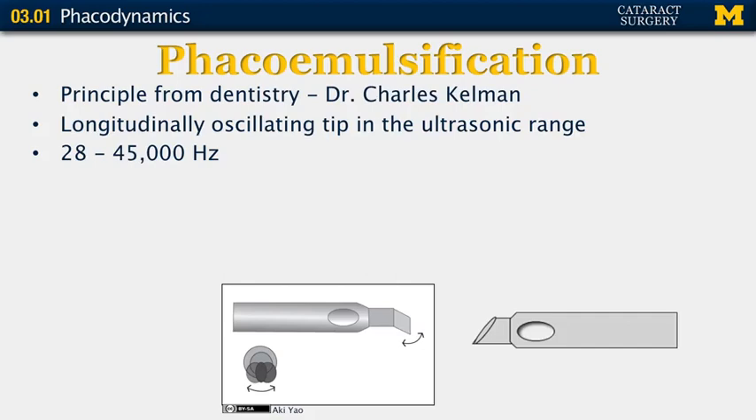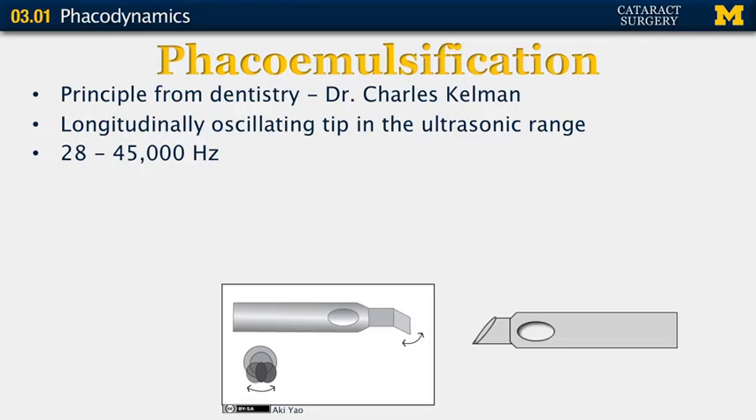So to first understand phacodynamics, we have to understand phacoemulsification. And this was a principle that was borrowed by Dr. Charles Kelman in the 1960s from dentistry. The principle is to use a longitudinally oscillating tip in the ultrasonic range to emulsify and remove the nuclear fragments from the eye through a small incision.